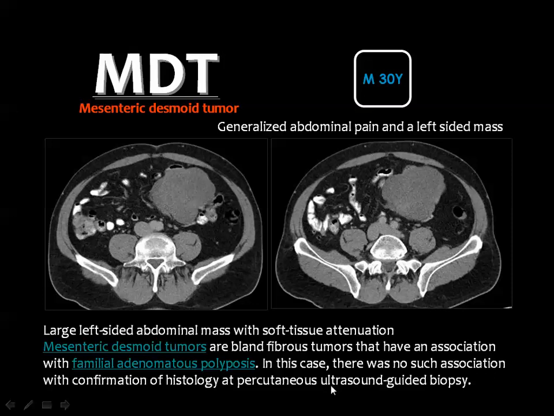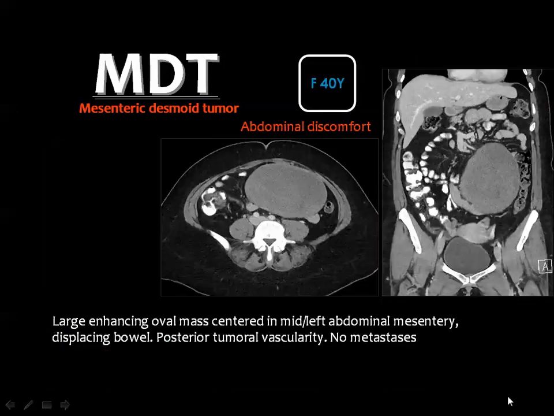lesion. And this is also another example of a pathologically proved mesenteric desmoid tumor. It cannot be differentiated from other tumors in the mesentery, like lymphoma, for example, or leiomyosarcoma, and we usually reach the diagnosis by biopsy. Another example of a desmoid tumor. Of course, you cannot diagnose this as a benign lesion from its margin because many of the malignant lesions may have this margin, and the diagnosis, as I have said, should be reached by biopsy.